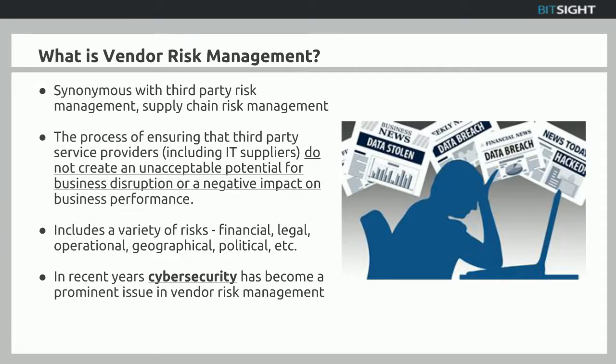So it's important to make sure that companies stay ahead of the risk that the third parties pose to their organizations. And when we talk about risks, third parties can pose a number of different types of risk. This can be financial, legal, operational, geographical, political. Those are some of the ones that have been traditionally tracked in the vendor risk space. But increasingly, cybersecurity has become a risk in this space as well, and that will become clear in our next slide.